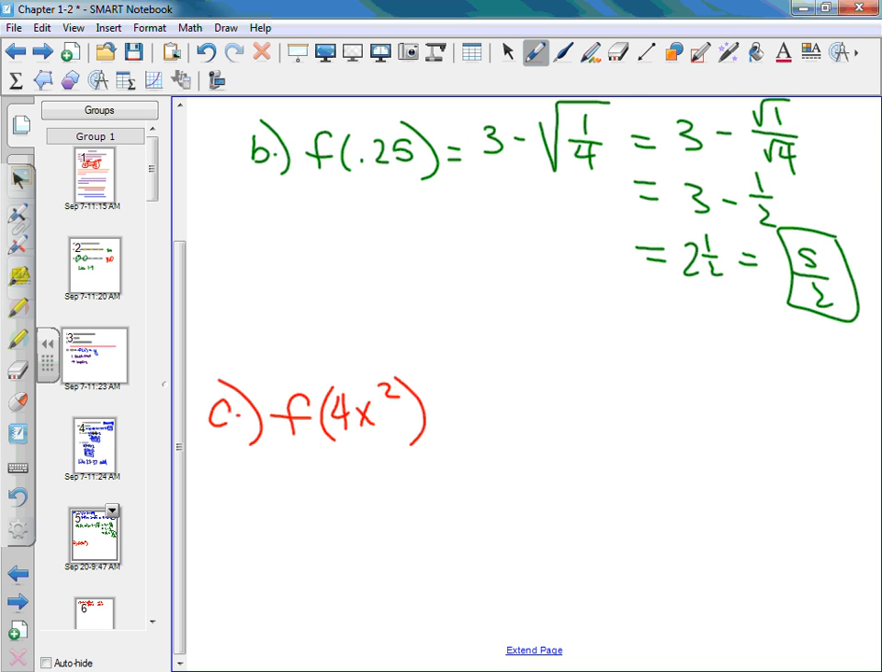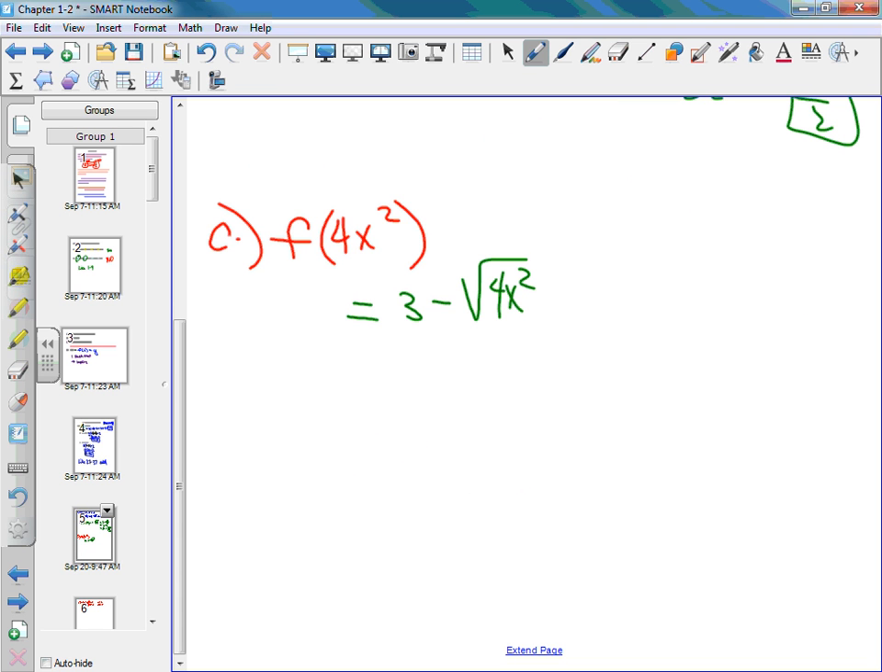So I'm going to have here 3 minus the square root of 4x squared. Now, it gets a little shady here. What is the square root of 4? What is the square root of x squared? I am happy with this.